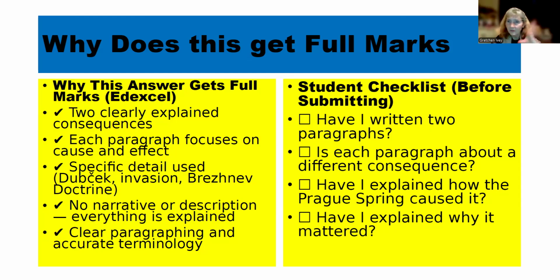So this is a little student checklist that I like to put in on here. Ask yourself these questions. When you're sitting in the exam and you think you're done, just ask yourself these questions. Have I written 2 paragraphs, first of all? That's a big one. Is each paragraph about a different consequence? Very important. Don't write 2 paragraphs on the same consequence. Have I explained how the Prague Spring caused it? And have I explained why it mattered? Check those things and you should do rather well.